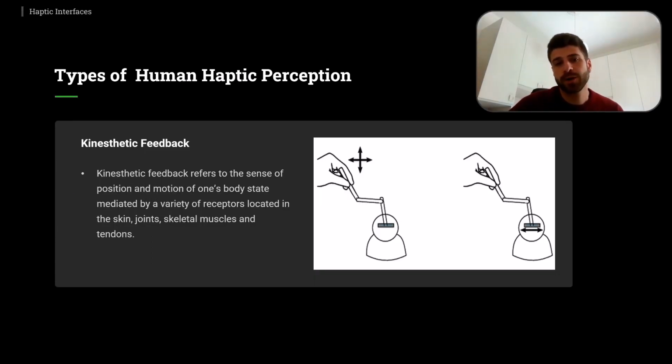And as I was saying before, we have two main types of human haptic perception, which are the kinesthetic feedback and the cutaneous feedback. The former refers to the joints and the muscles of your body. That is, you perceive a kinesthetic feedback whenever a force or a torque is resisting your movement. So of course this is strictly correlated to the type of devices which are able to apply forces and torques in order to resist your movement. So of course the desktop ones.